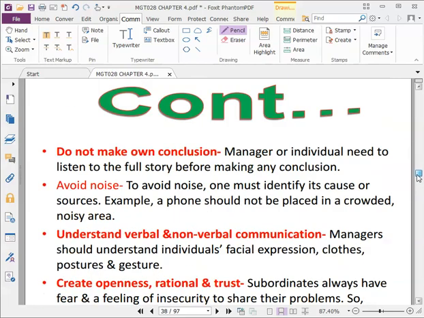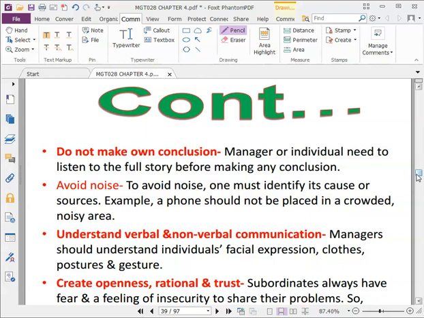Okay, lagi, do not make own conclusion. Manager or individual need to listen to the full story before making any conclusion. So, make sure manager tu habiskan dulu apa informasi yang dia nak bagi, barulah kita interrupt. Jangan kita terus buat conclusion. Okay, so itu akan menyebabkan barriers of the communication.